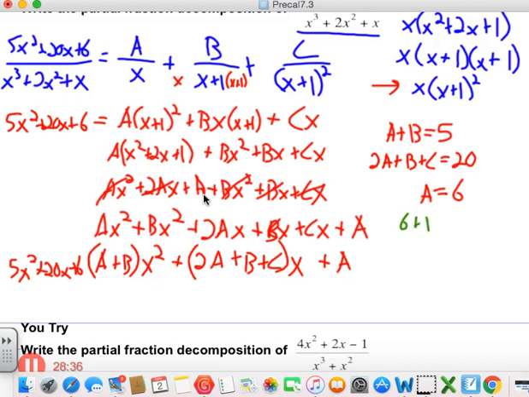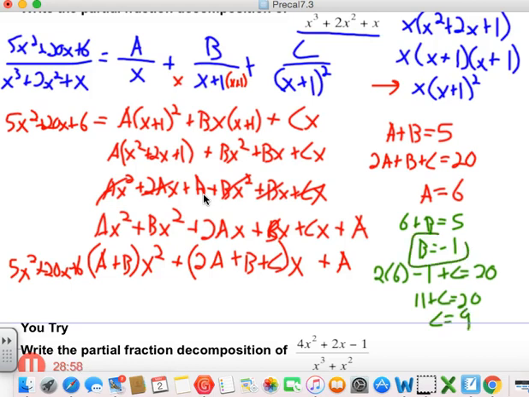So we got 6 plus b equals 5. Subtract your 6, so b equals -1. Now let's plug -1 and 6 in for a and b into our other equation. 2 times 6 plus b, which is -1, plus c equals 20. So that's 12 minus 1 is 11 plus c equals 20. Subtract 11, so c equals 9.